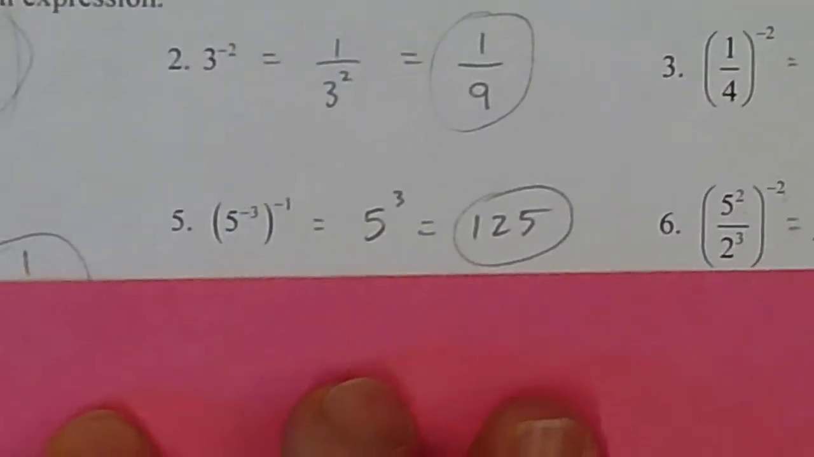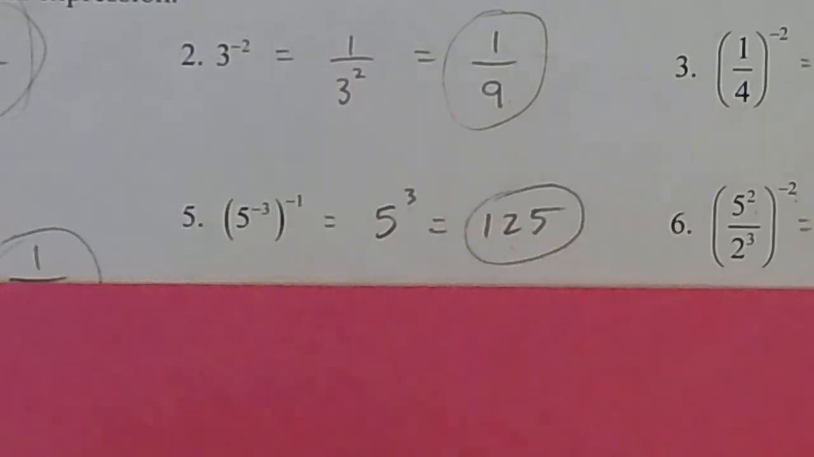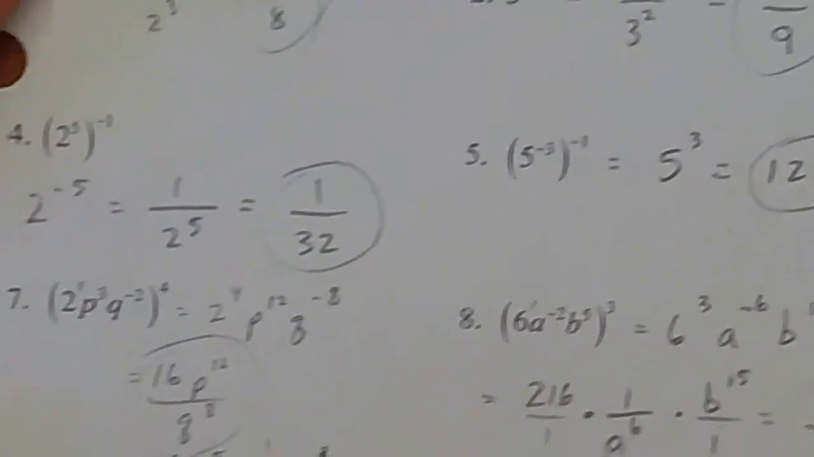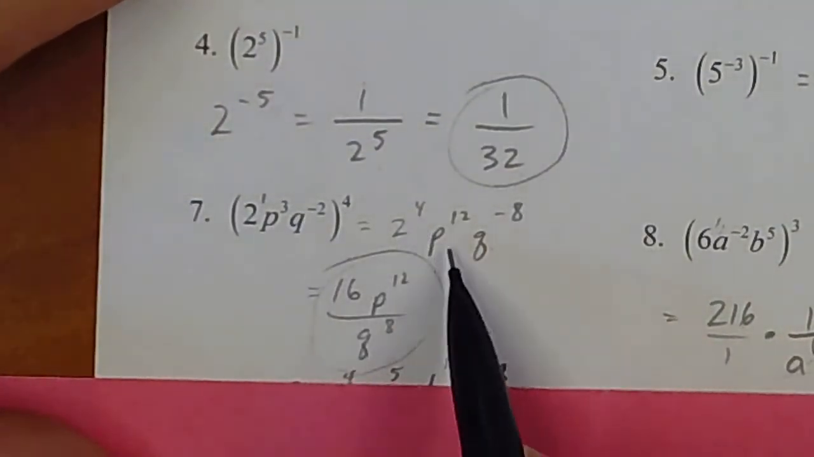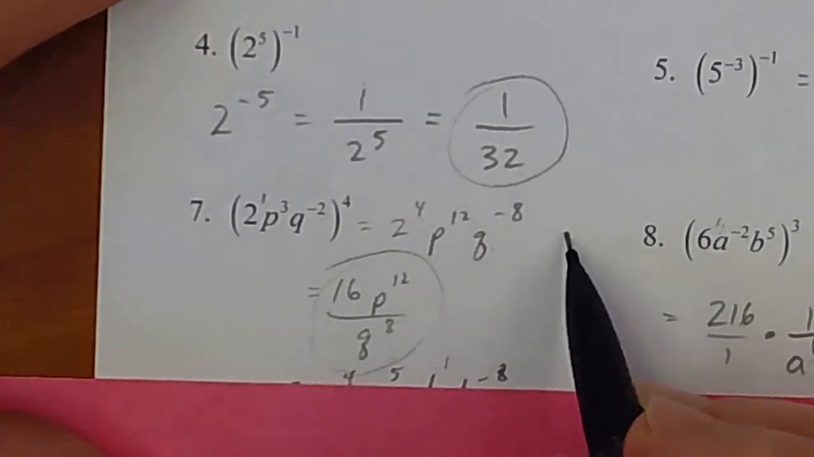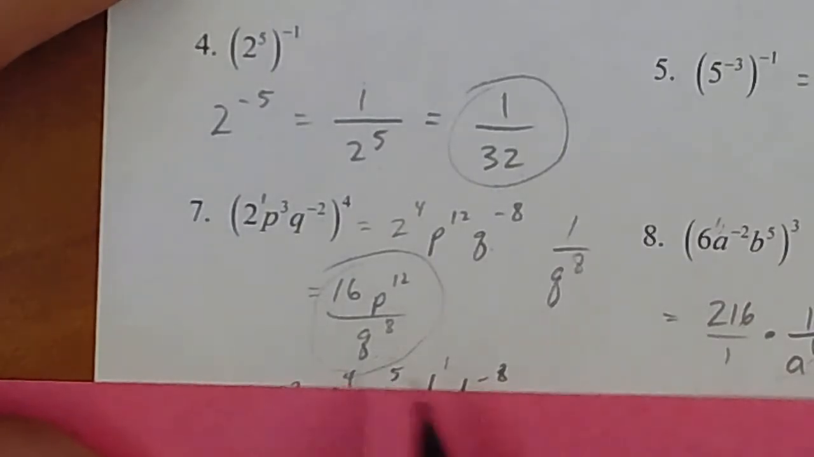Here's 5. 5 to the third, 125. 7, multiple things now. So raise them all to the fourth power. So 2 to the fourth, p to the 12th, q to the negative 8. So q to the negative 8 is, remember, 1 over q to the 8. So that's why that needs to go down here.